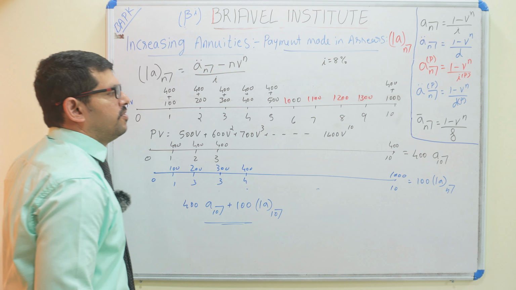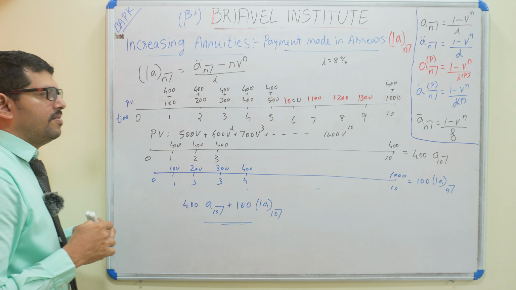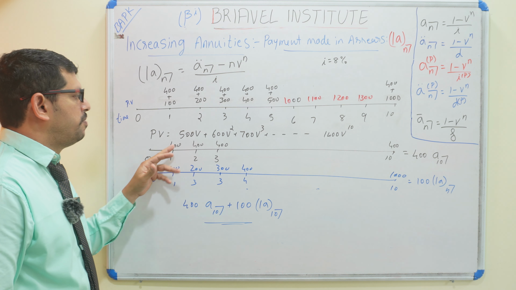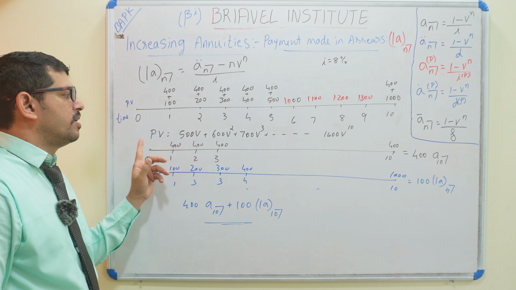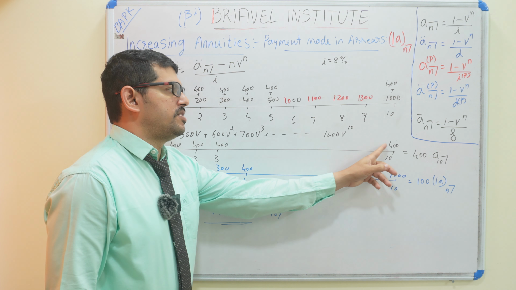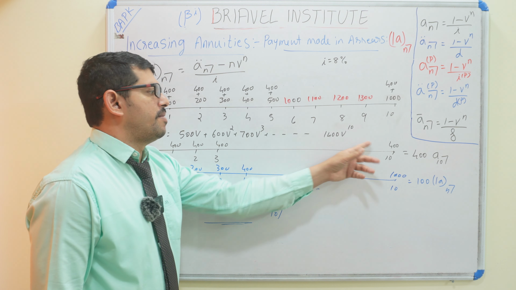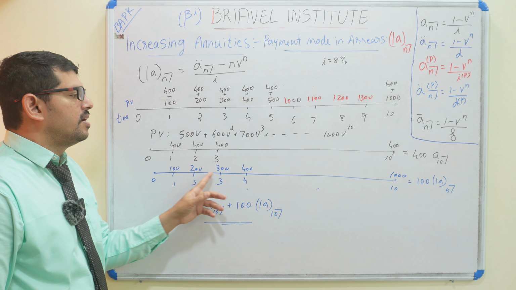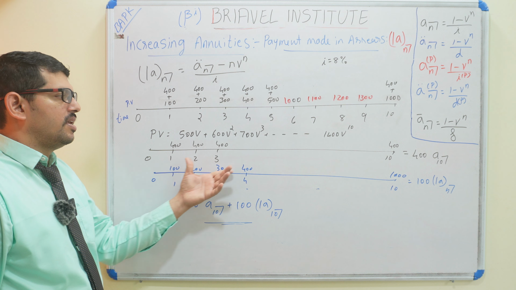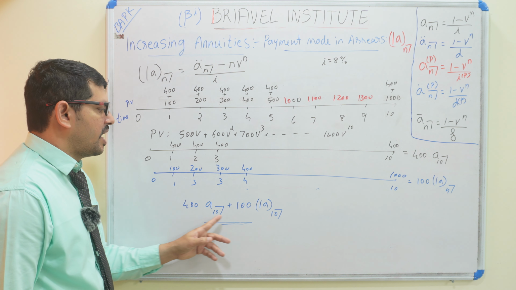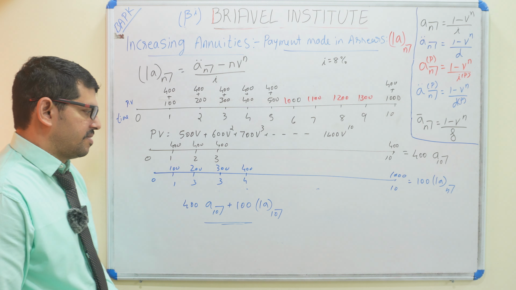Up to 1400 V10, we can't find out the formula. So what we have done, we split for the AN. AN will be one constant payment, that I had taken the 400. It is a constant payment. And this one is an increasing payment. What is 100 is increasing every year. So I had taken it as an increasing payment. So both I added, so I got the answer.